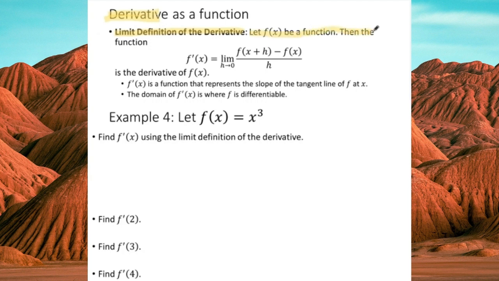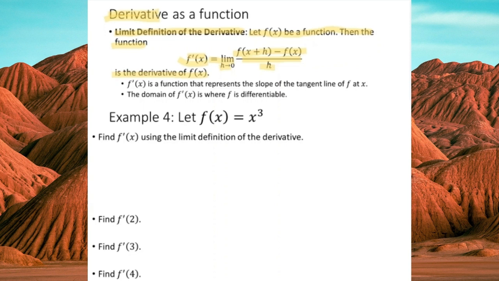Here, we're going to let f of x be a function, then the function f prime of x, which equals the limit as h approaches 0 of f of x plus h minus f of x all over h, is the derivative of f of x. Notice that the definition uses the limit of the difference quotient, which was one of the definitions of the slope of the tangent line that we discussed last section.